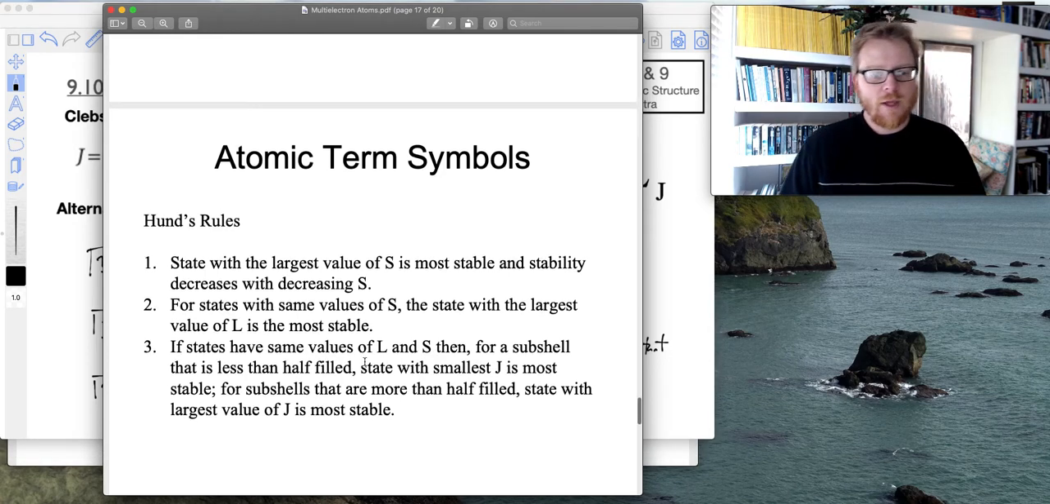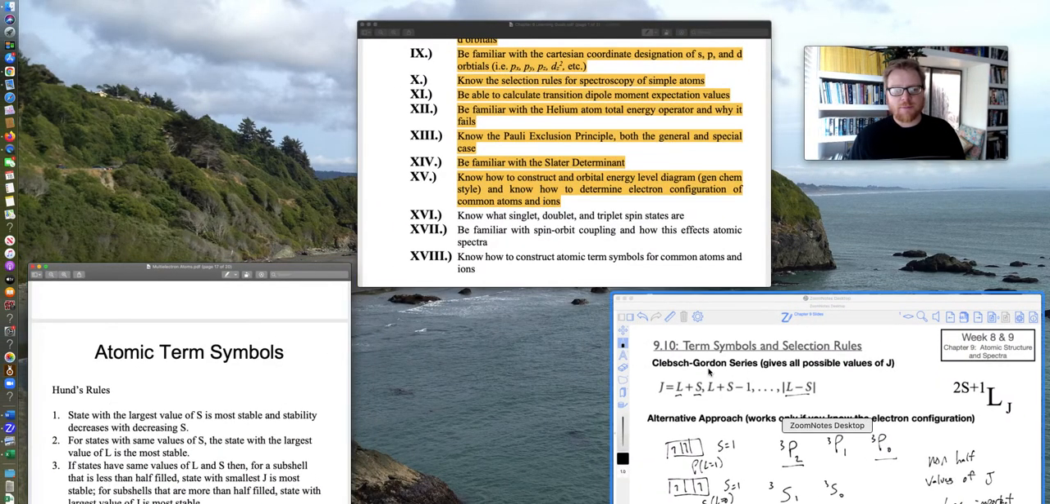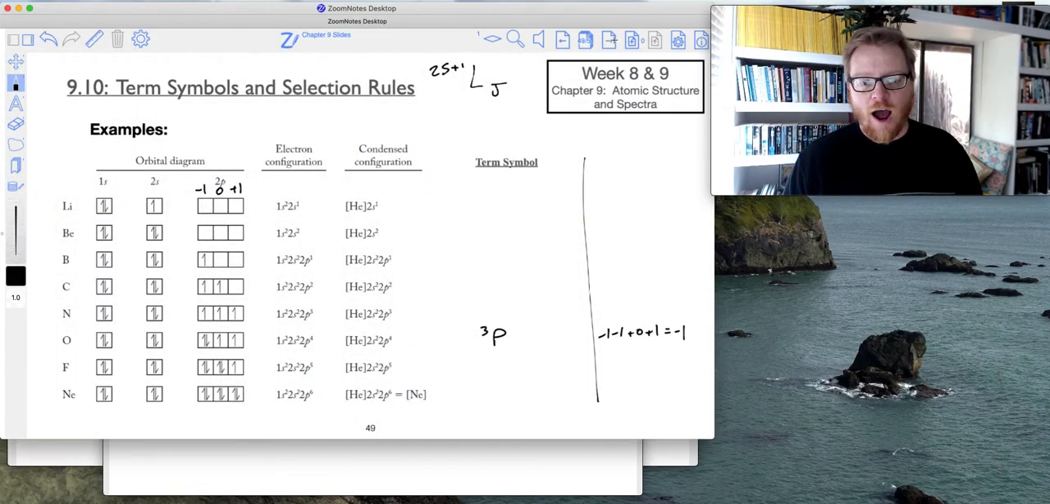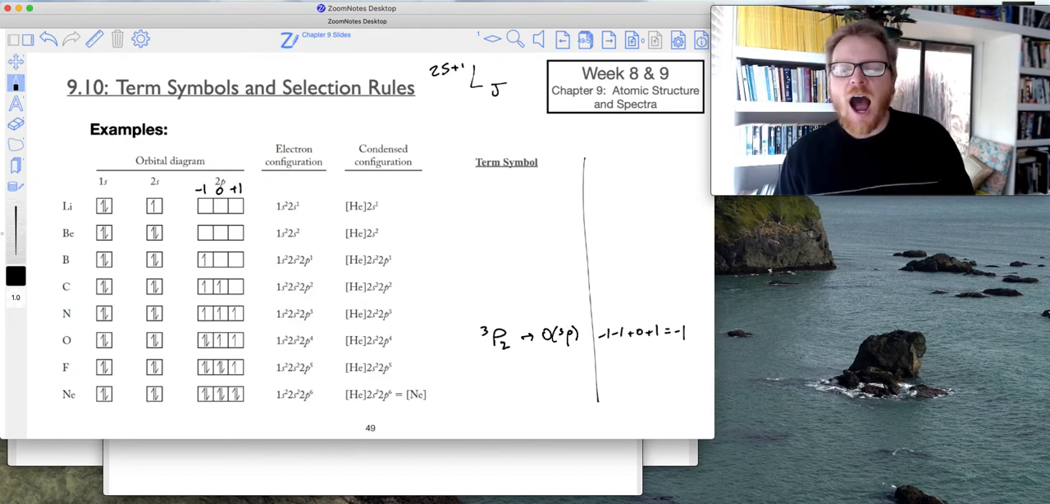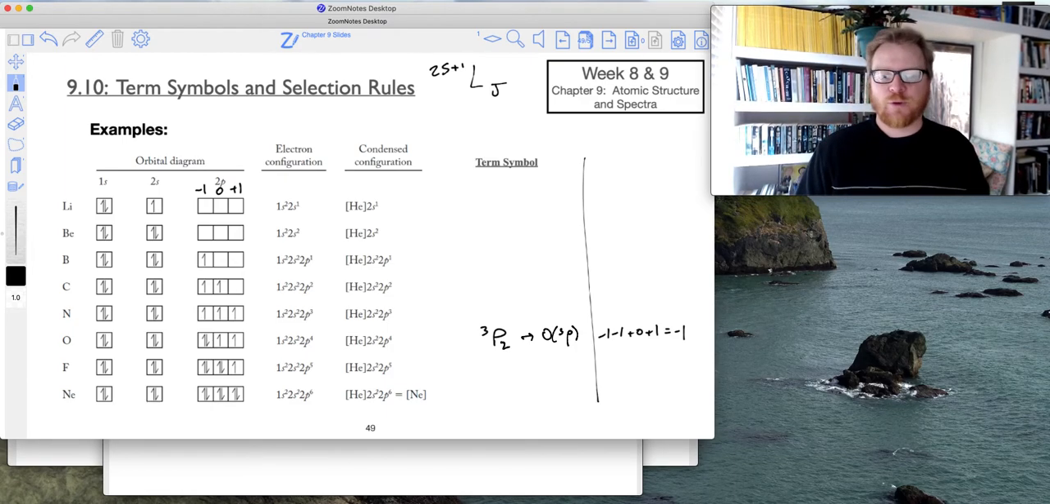Okay, for subshells that are more than half filled, the state with the largest value of J is the most stable. So that means my ground state here on oxygen would be triplet P2. But oftentimes we see an oxygen atom just listed as O triplet P. Hopefully you remember that from our kinetics. Because that J equals 2, that non-half integer state is less important for the spectroscopy. So we would list that as O triplet P.